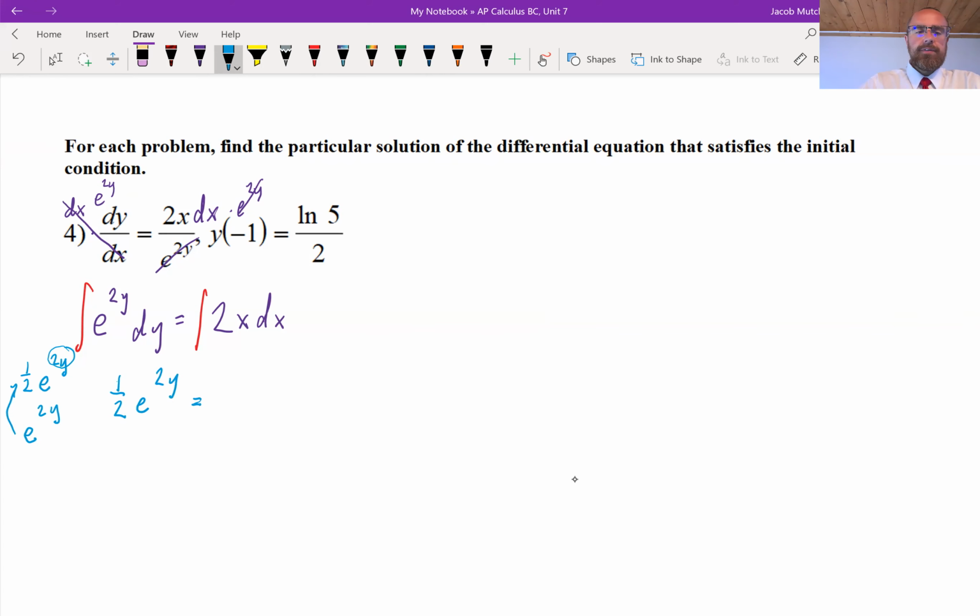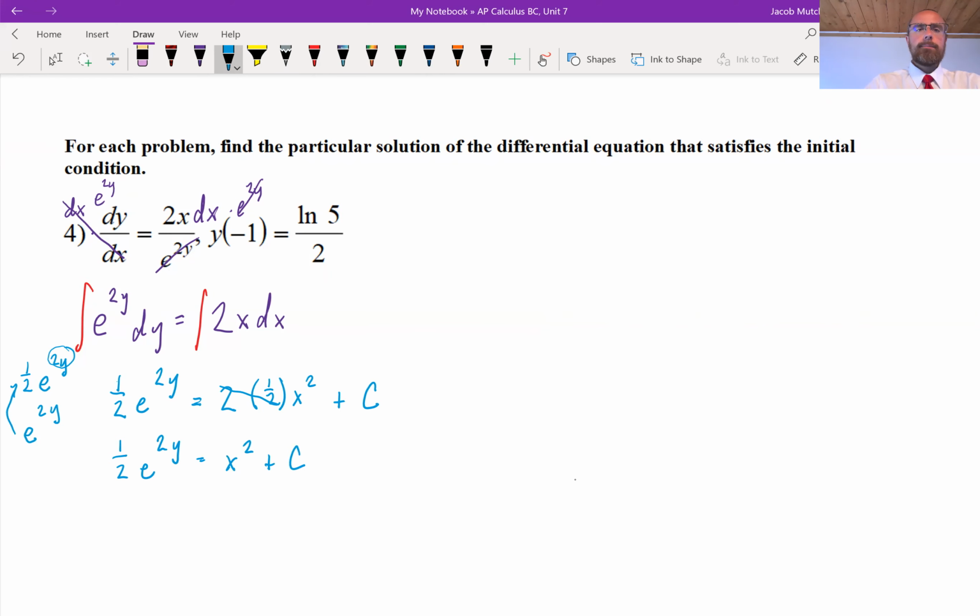And then on the right side here, we've got that coefficient 2. And then if I integrate x, that's going to be 1/2 x to the power of 2 plus c. And I see that I've got a cancellation. 2 times half is going to cancel. So I've got a good general solution there. I'll just rewrite it very quickly so that I don't have that cancellation present. So 1/2 e to the power of 2y equals x squared plus c.